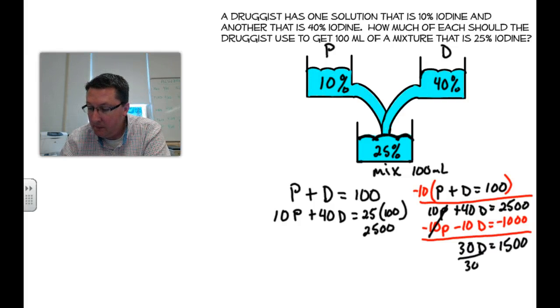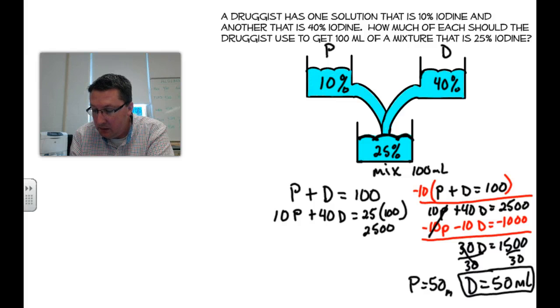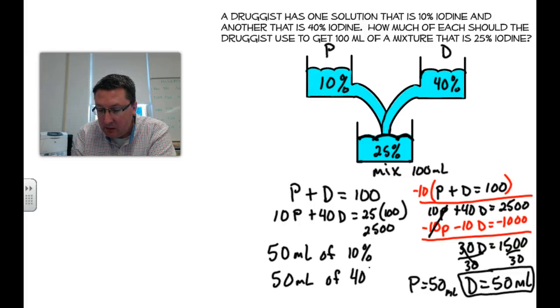Divide by 30. And we have the dumping amount is 50 milliliters. So if D is 50, we had P plus D equals 100, then P is also 50 milliliters. Now we need to label these because it asks how many of each solution. So we have 50 milliliters of 10% solution and 50 milliliters of 40% solution.